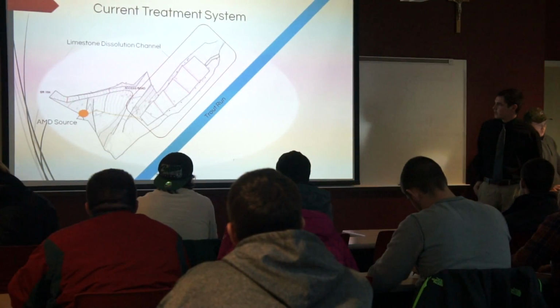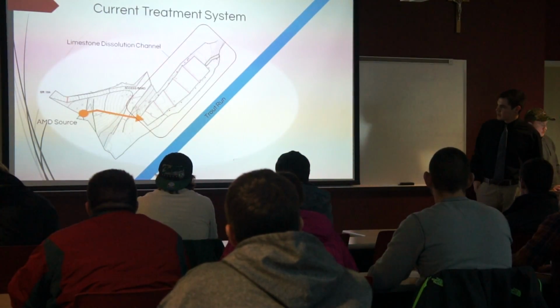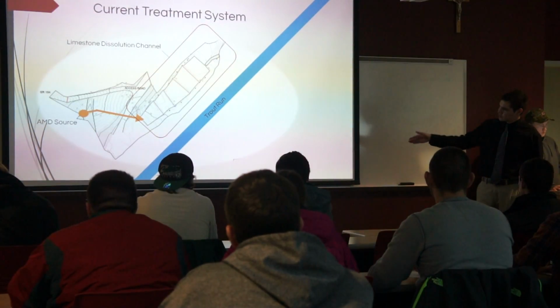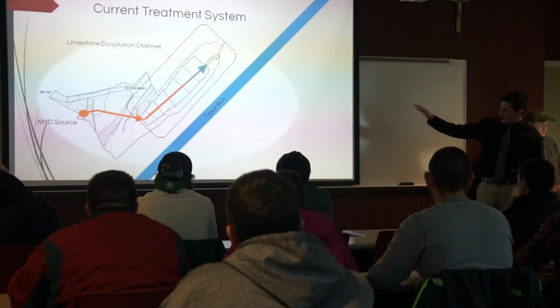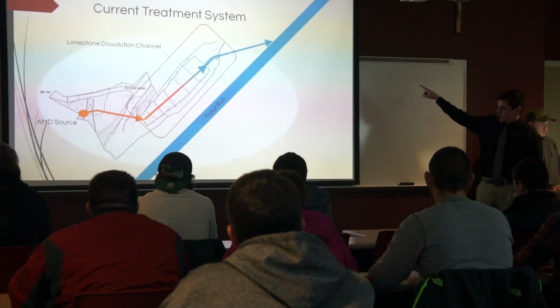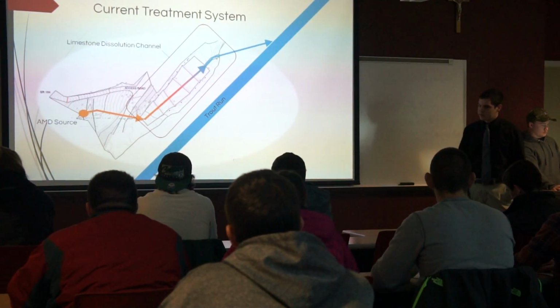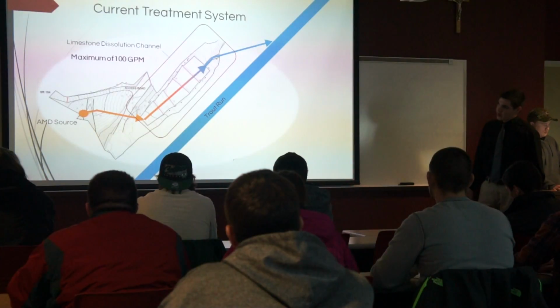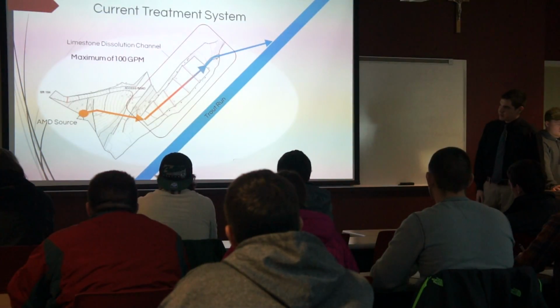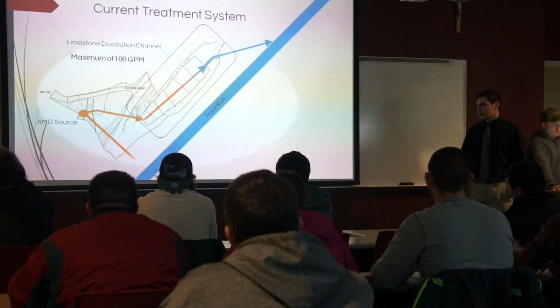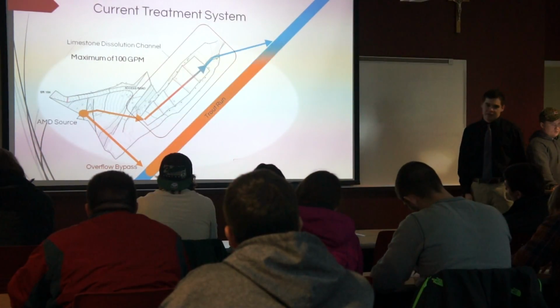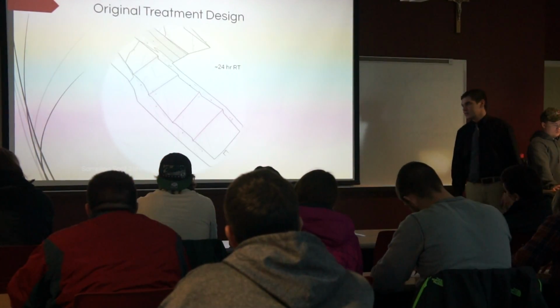So this is our current system, and this is how it works basically. AMD comes from the Puritan mine, goes through treatment, through all these baffles, and then goes into trout run, treated through limestone. This is a problem. It doesn't handle anything greater than 100 gallons per minute. After that, it goes into trout run untreated.